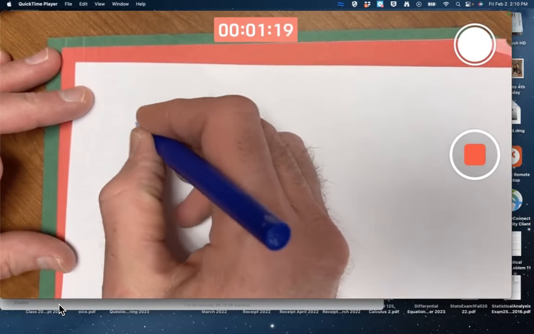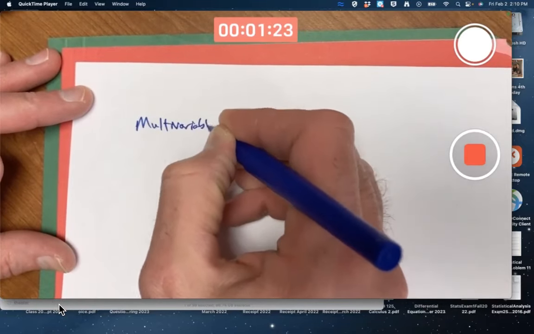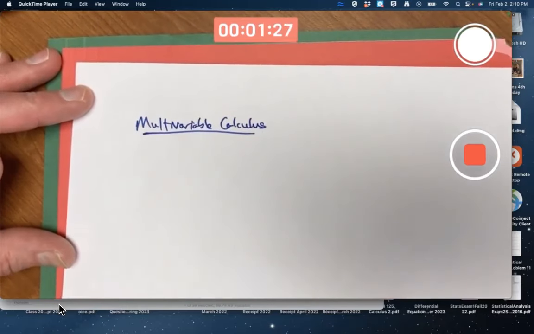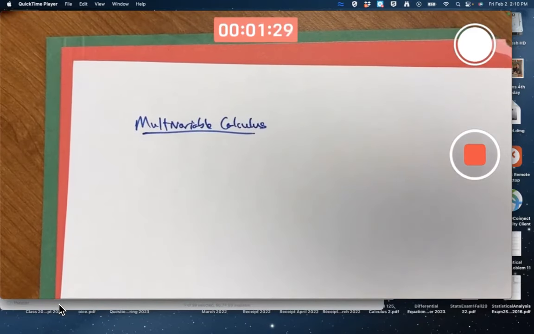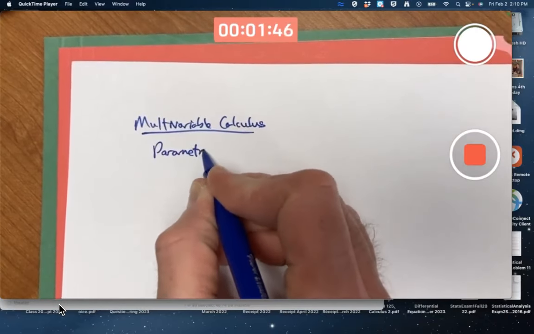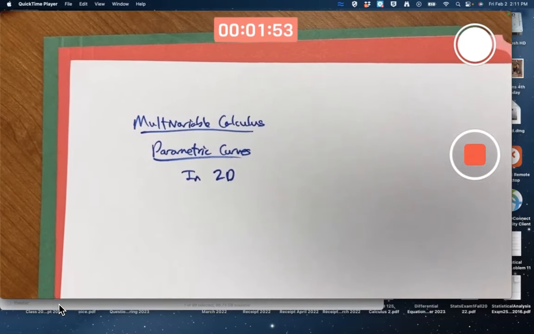This is multivariable calculus. And in multivariable calculus, I think it makes sense to start with what are called parametric curves. And that's what our textbook does as well. Parametric curves are defined by parametric equations. And in 2D, it's a system of two equations.